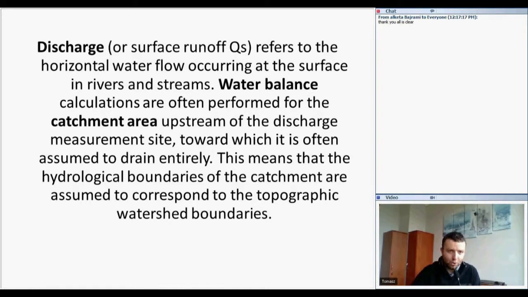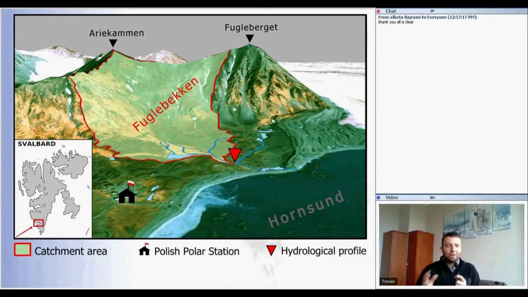And just to show you what the catchment looks like, I prepared this picture. So this is Fuglebecken catchment, and the boundaries are topographical. So the catchment starts in upper parts of the mountains, on the tops or on the ridge. And then from this whole area, water flows into one hydrological profile, and above this profile we have the catchment. So when we talk about water balance of the catchment, we have to think about the whole catchment area above the hydrological profile, and we measure outflow in the hydrological profile.